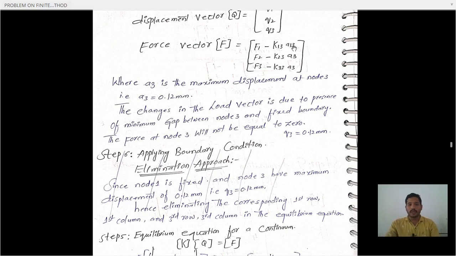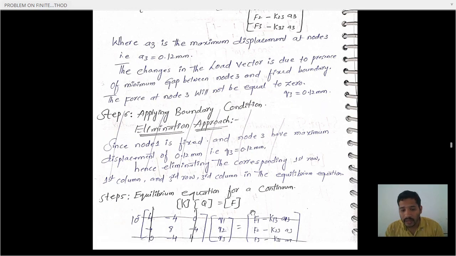Clear? After that, the small changes are due to the gap between node 3 and the fixed boundary condition. Here, which one is fixed? Node 1 is fixed, so it becomes 0, and node 3 is also fixed, so it also becomes 0. For that reason, we need to eliminate the first row and first column, and the third row and third column. How do we eliminate them?